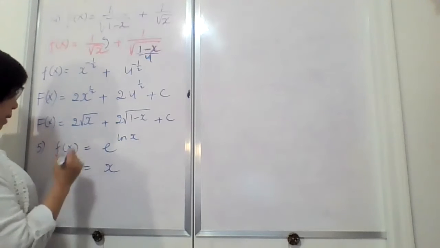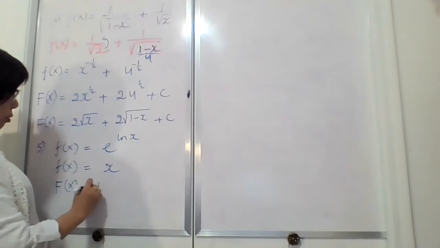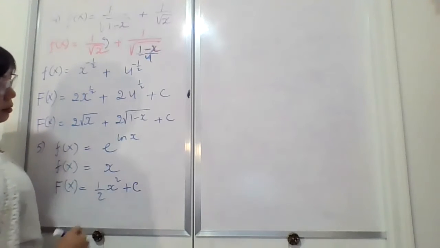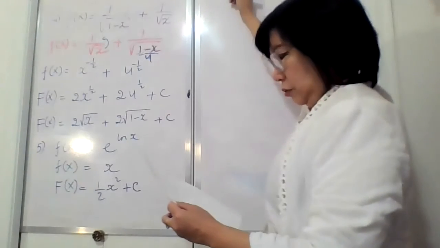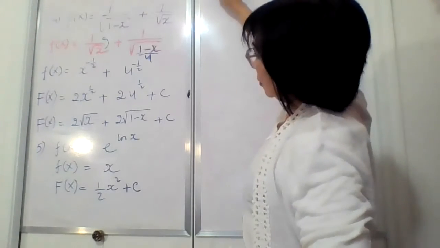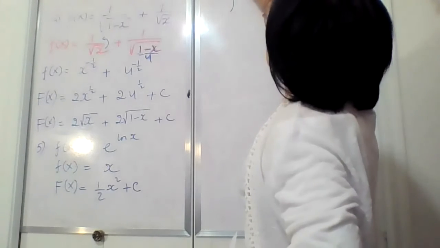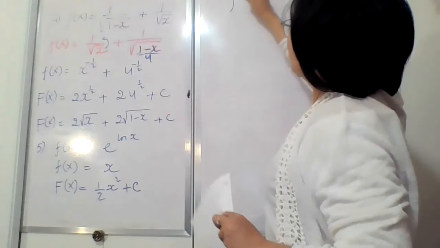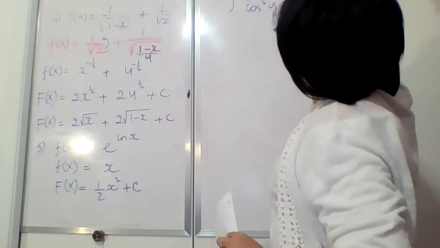Now, back into the original function, it will be 1/2 x squared plus c. So that's how we did number 5. I'm going to go to the next question, number 6. Let's say you have the integration of sine of y over cos squared y, dy.